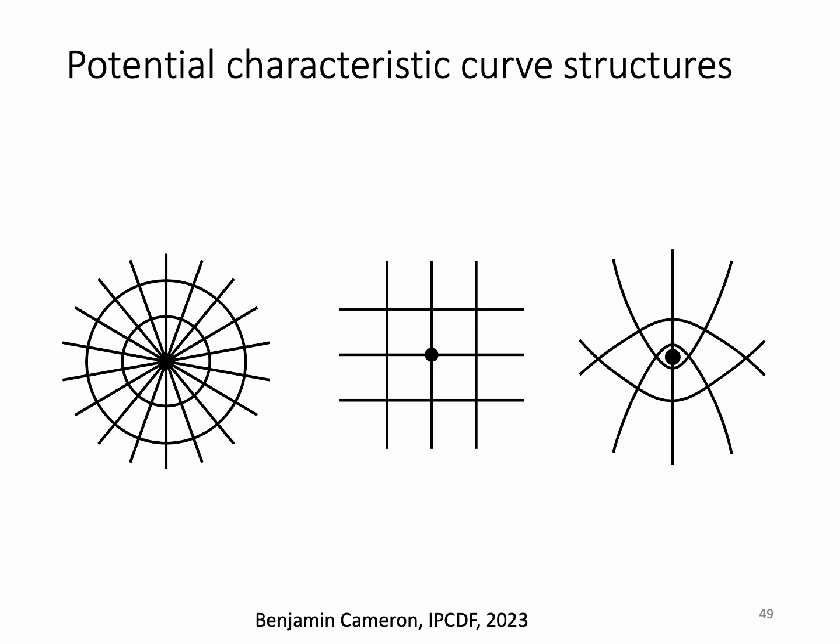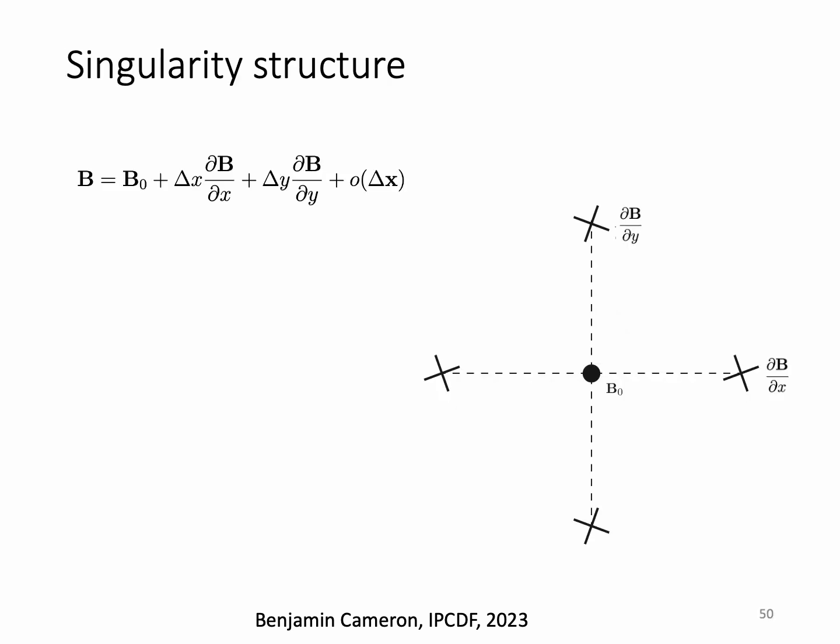So we want to understand this, and what we're going to do is a Taylor expansion of the stretch tensor around this point, and we're going to look for when these characteristic lines intersect with the singularity, and that's just a way of going through and understanding the structure of the problem.